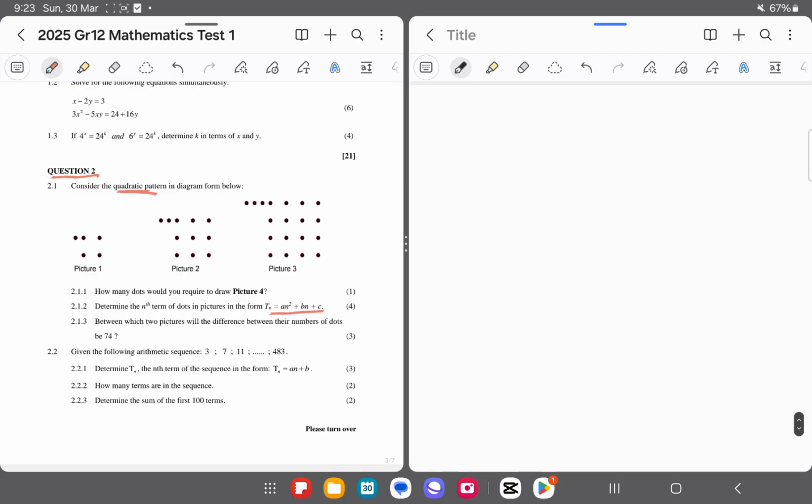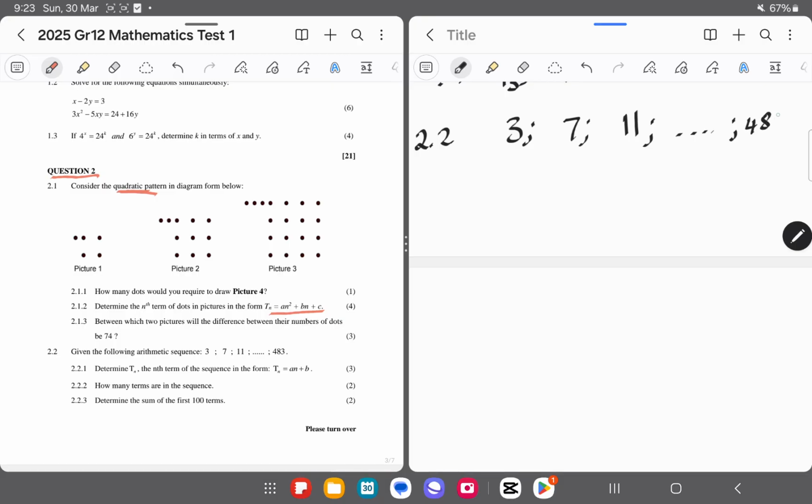2.2 says, given the following arithmetic sequence. So we are given the arithmetic sequence 3, 7, 11, and also the last term, which is 483. Now it says determine Tn, the nth term of the sequence.